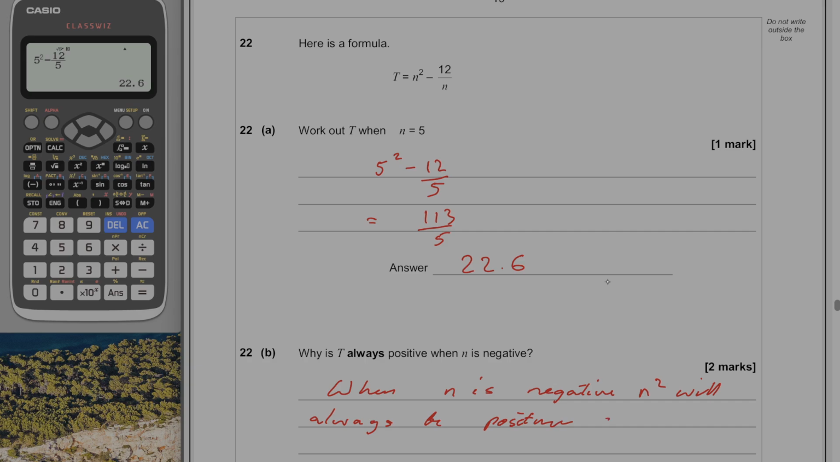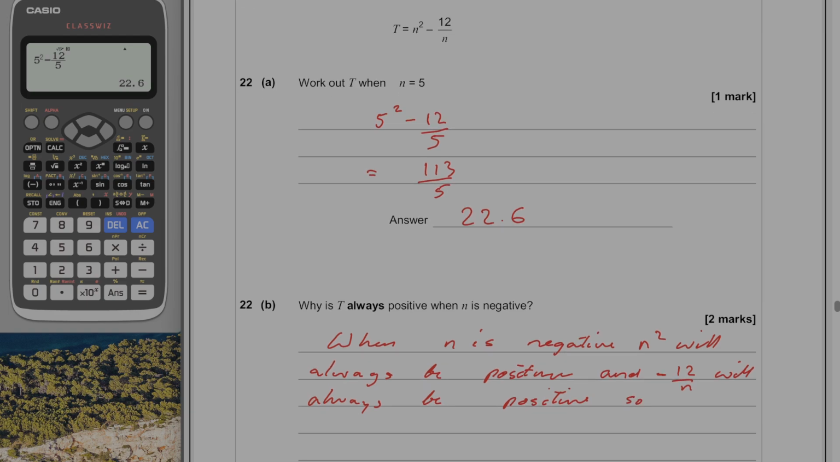Positive. 12 over n minus 12 over n will always be positive. So P will always be positive.